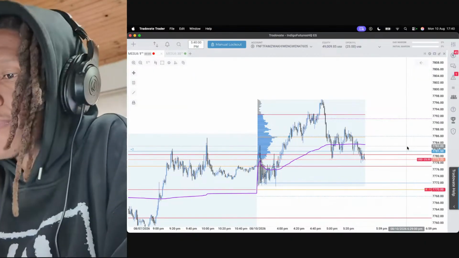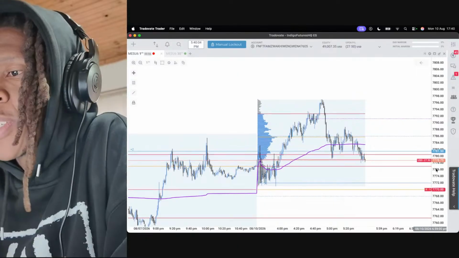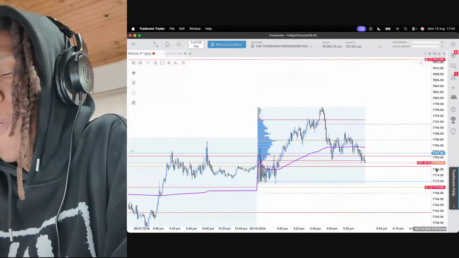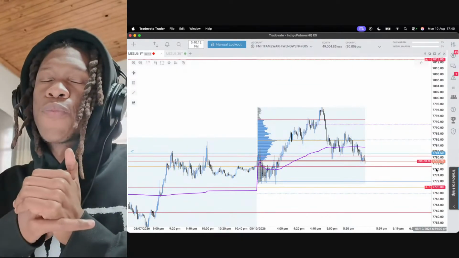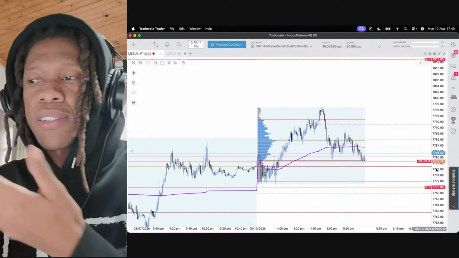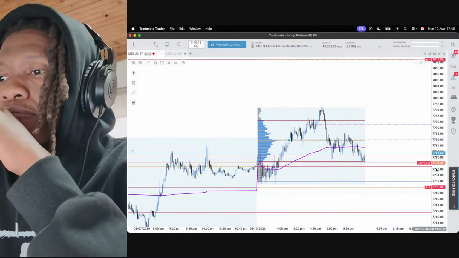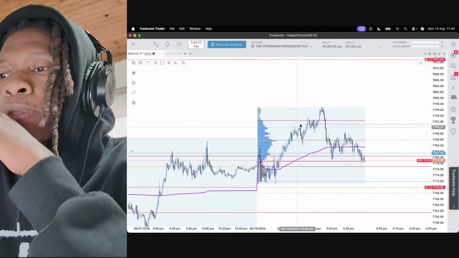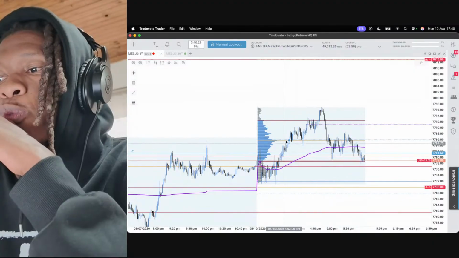You just start creating bad habits of opening up your SL, your stop loss. But yeah, definitely could have done a better job, I guess, at managing this move.